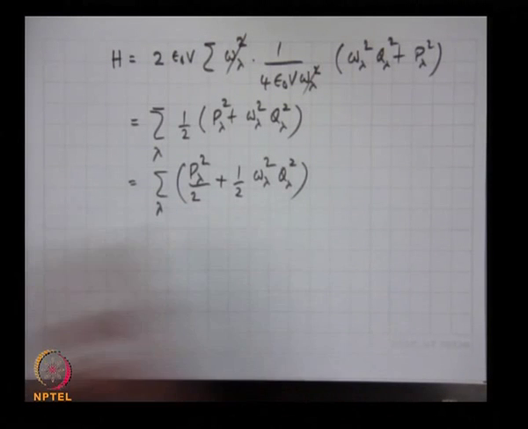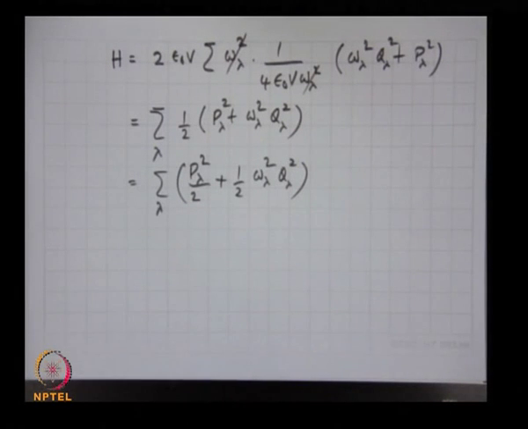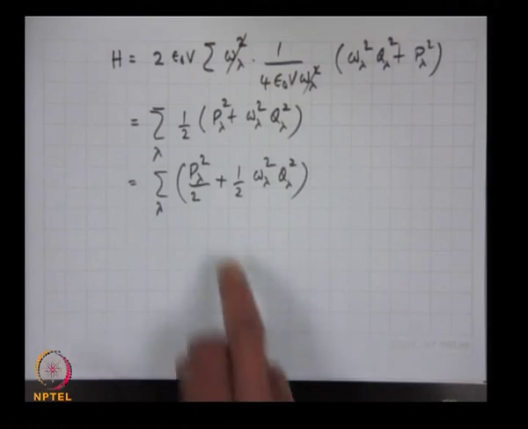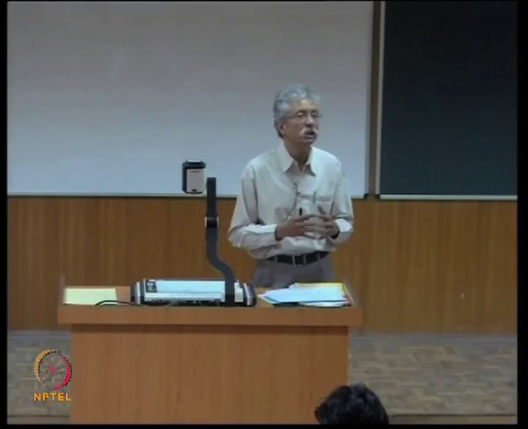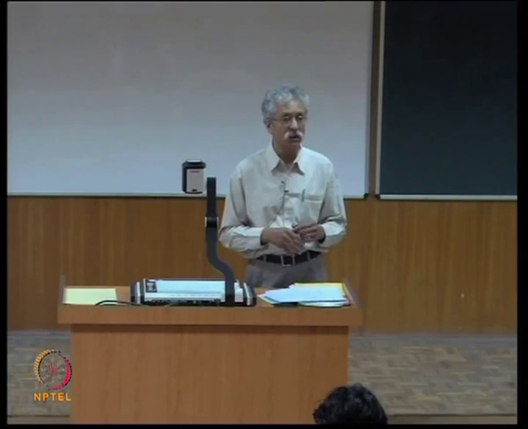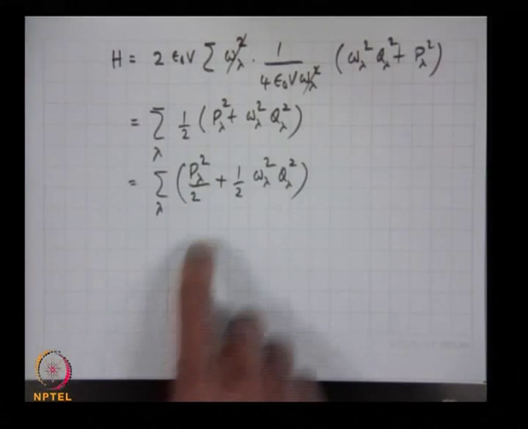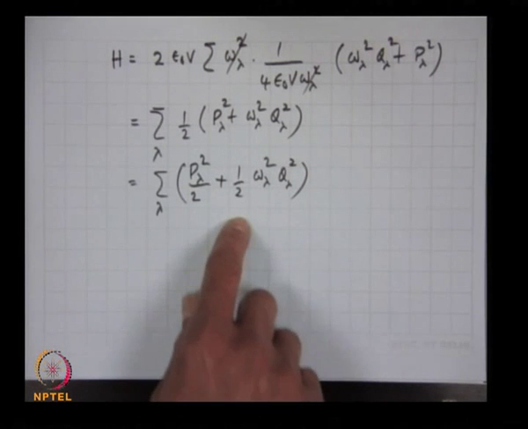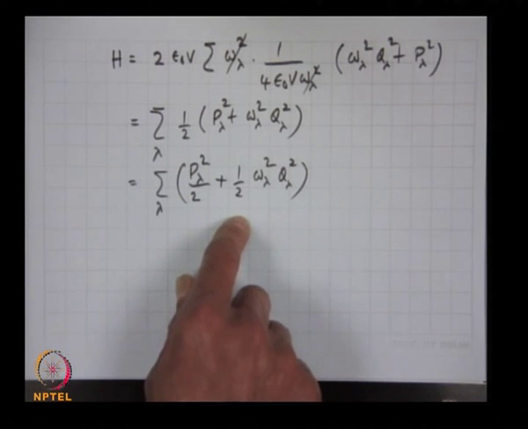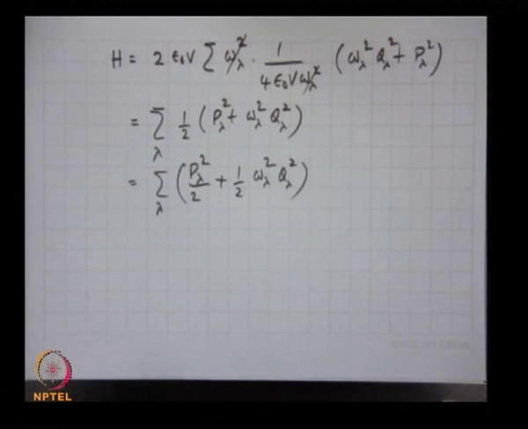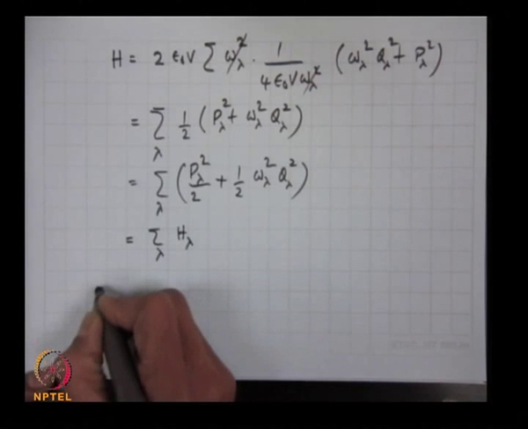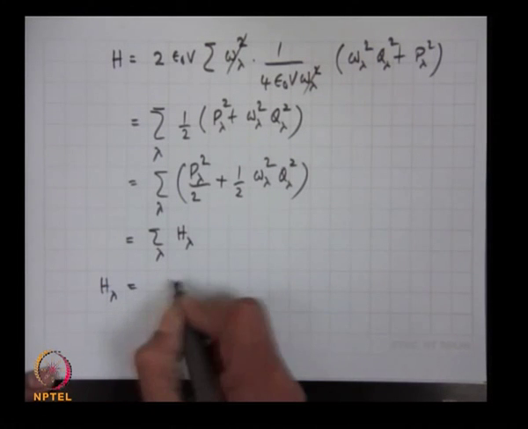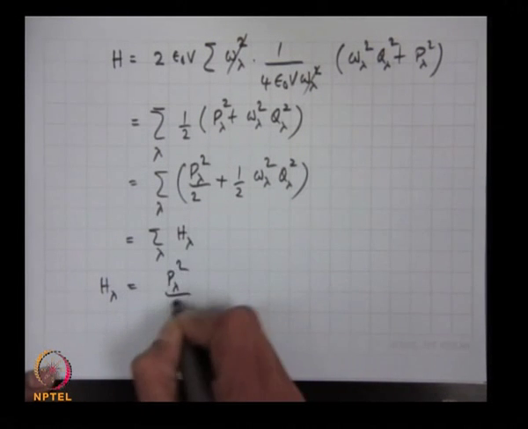There's nothing oscillating, there's no mechanical oscillator. But by formal analogy, it looks like the electromagnetic field can be considered to be a superposition of an infinite number of harmonic oscillators, and the energy of each harmonic oscillator is half p lambda squared plus half q lambda squared omega lambda squared. So I can write this as actually H lambda, where H lambda is the Hamiltonian for the lambda mode.